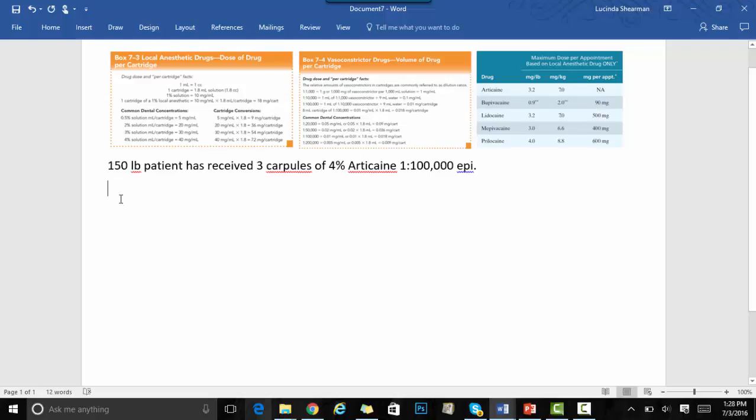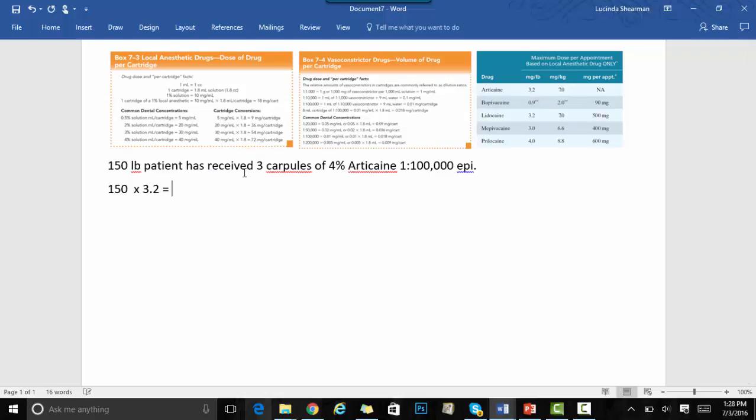Next, let's determine the MRD for this particular patient. They weigh 150 pounds. The milligrams per pound for articaine is 3.2. We see right here.